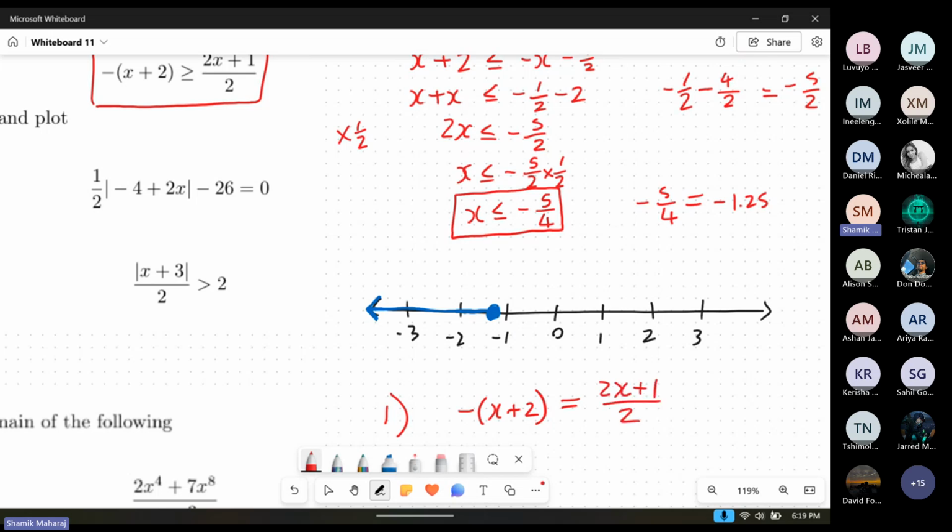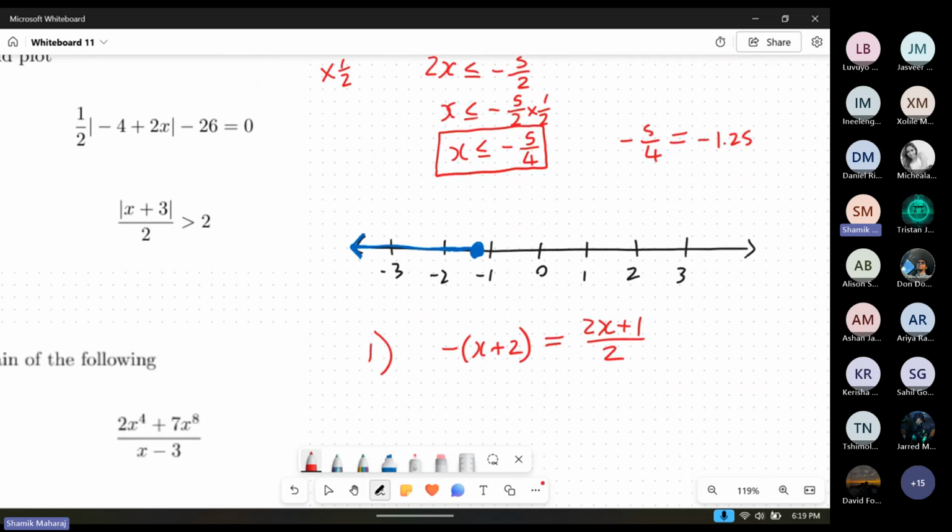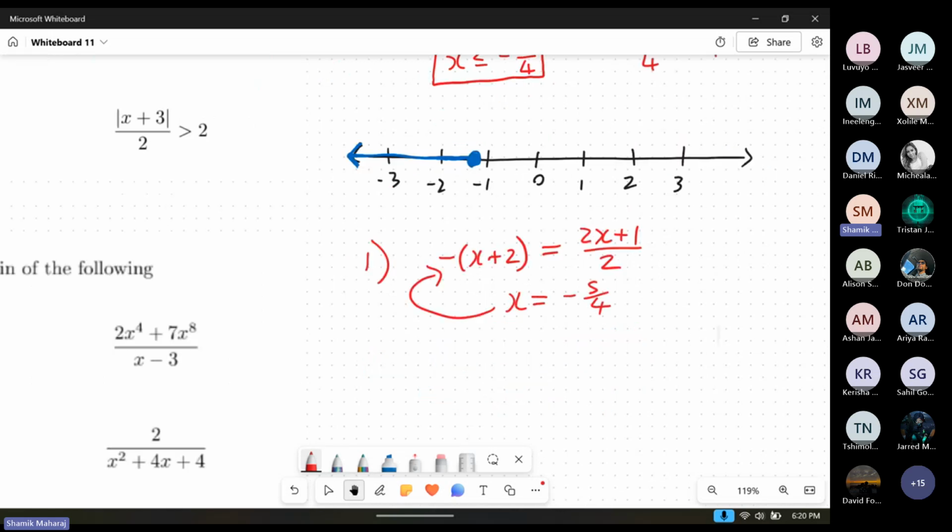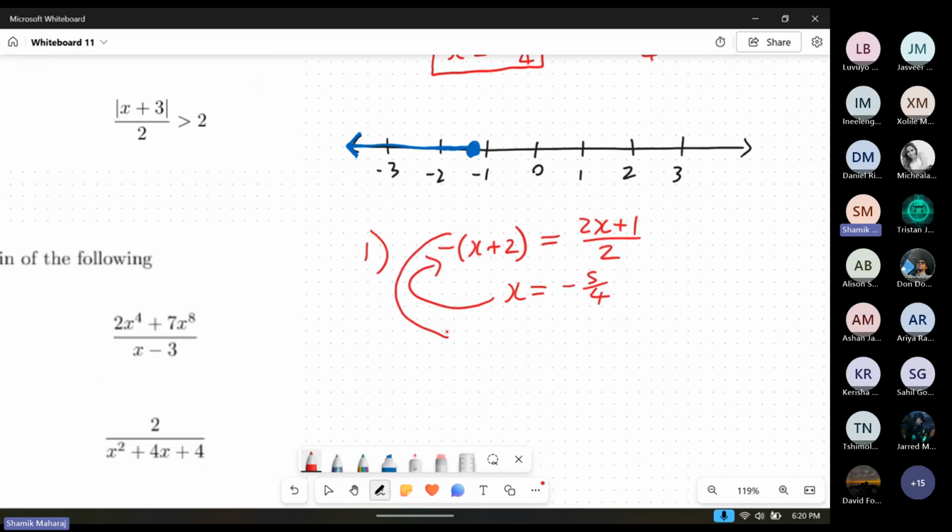And then we also write the solution as an equation. So that is x is equal to minus 5 over 4. Then you plug your solution into the inequality and check if you end up with left-hand side equals right-hand side. So I'm just going to do the plugging in for you guys. Maybe I won't do this whole thing. Let's see. So this will be minus, and then x here is going to be minus 5 over 4, plus 2 is equal to the right-hand side, which is 2 times negative 5 over 4, sorry, plus 1 over 2.